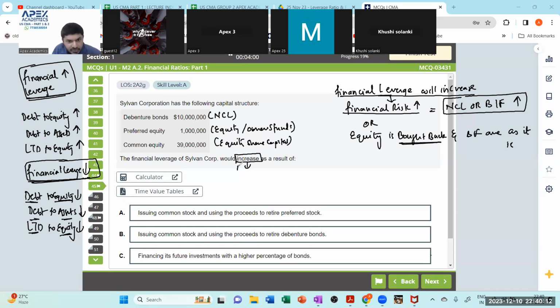So now, when will this increase? This will increase when debenture bonds increase or equity falls. Correct? Now, issuing common stock and using the proceeds to retire preferred stock, what does this mean?